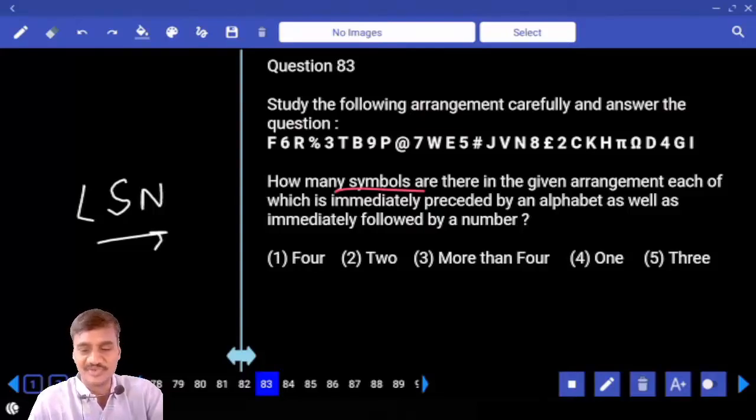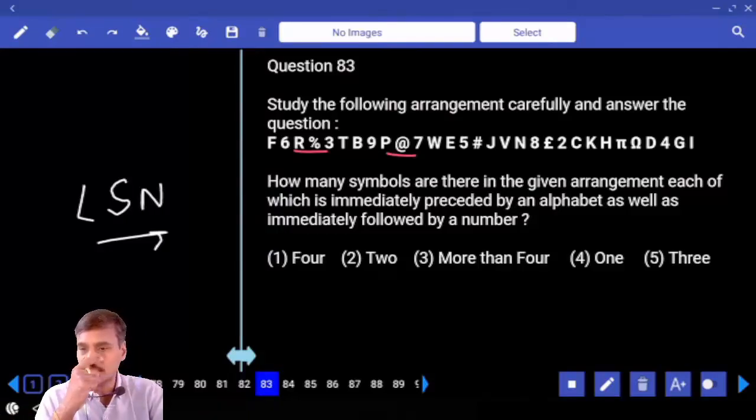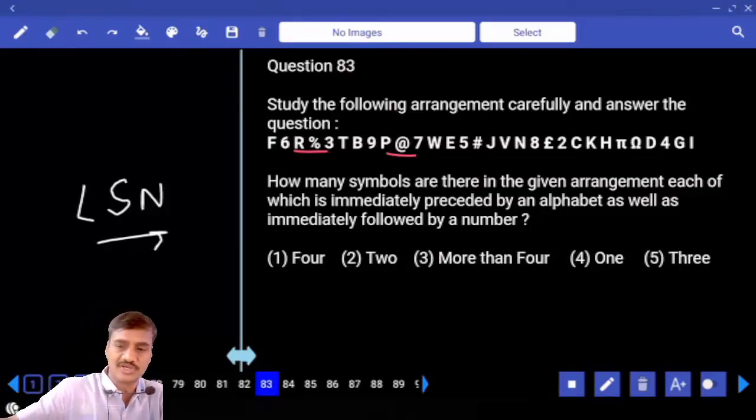As well as followed by a number. Then letter, symbol and number. Now letter, symbol and number, one came: R %3. And the next one, letter, symbol and number, there is one more. And next one, letter, symbol and number, and that's it. Letter, symbol and number, and so only 2 are of such type. 83, choice 2, that fits, right? 83, choice 2.